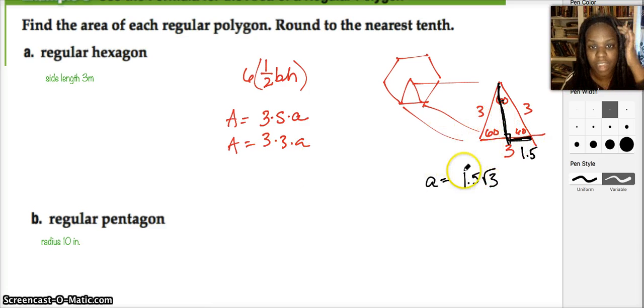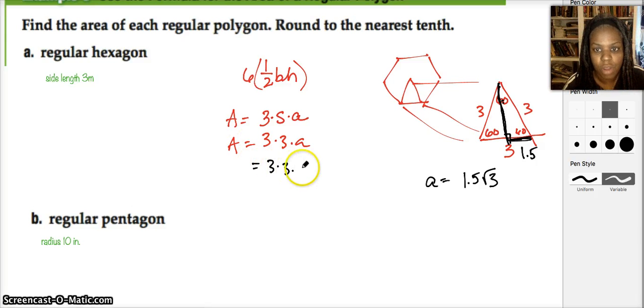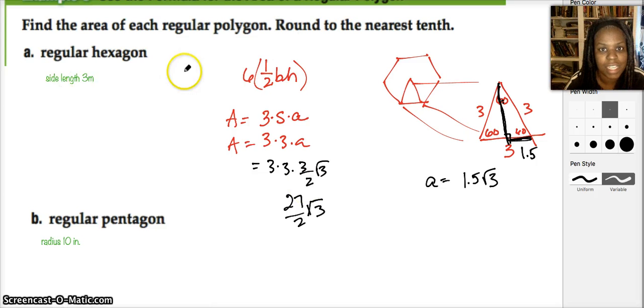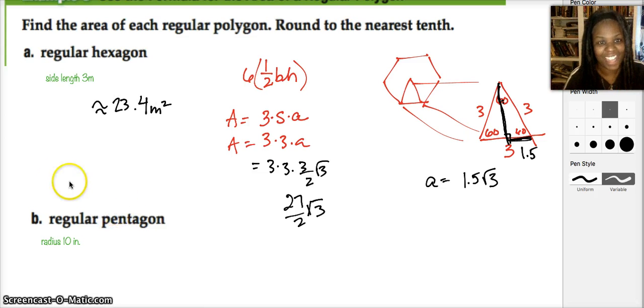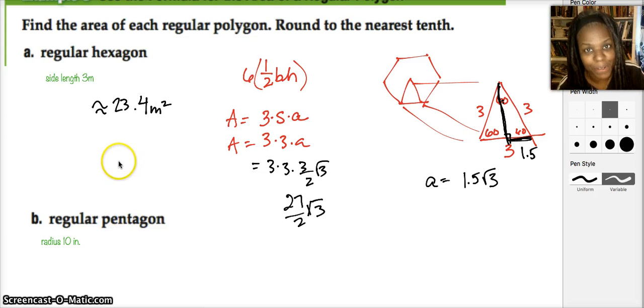And so now I'm going to take that information and plug it in. Just because I'm enjoying life right now, I'm going to change this to 3 over 2. It's just my preference. And because that's the same as 1/2, and I'm going to multiply it all together, I get 27 over 2 times the square root of 3 as the area. And they asked me to round it to the nearest tenth. So with the magic of calculator, I get 23.4 meters squared.